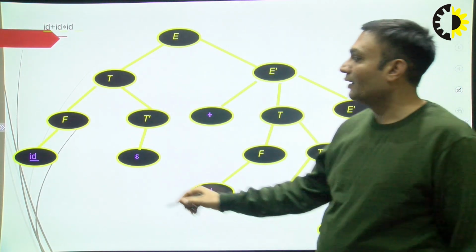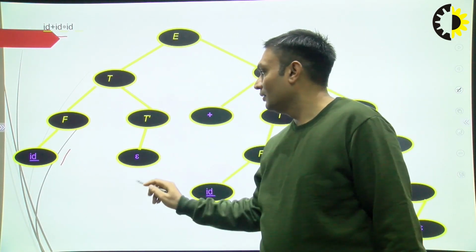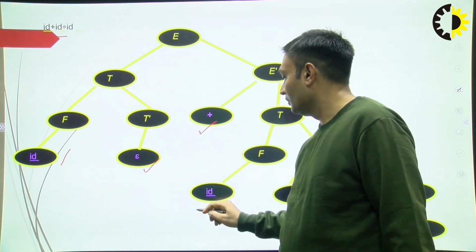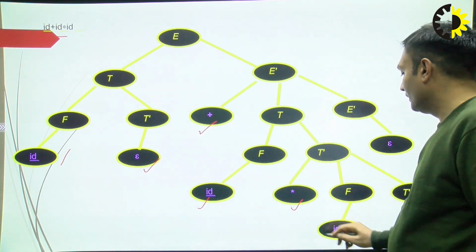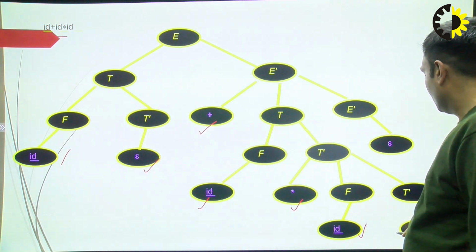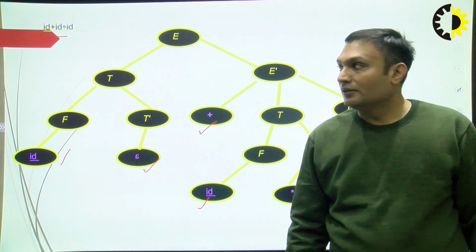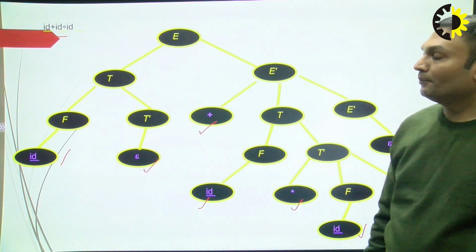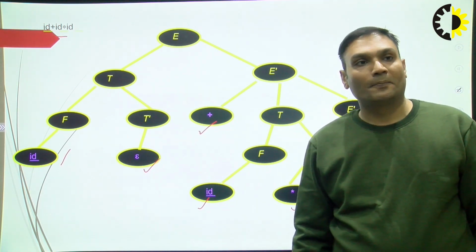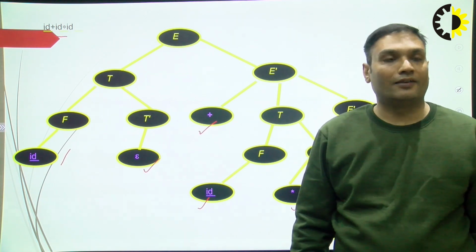So in this way we can make it, and all the terminals will be at the leaf side only. So this is the way of constructing the parse tree in a top-down manner using the LL1 parser.